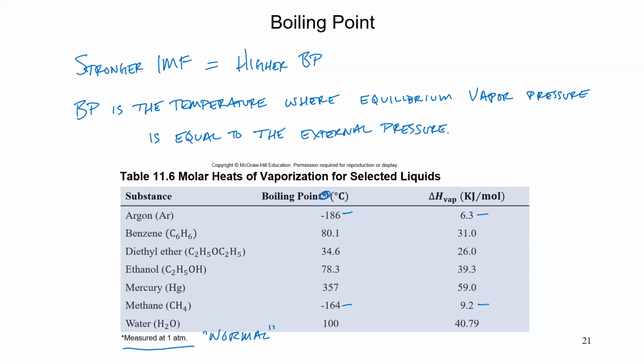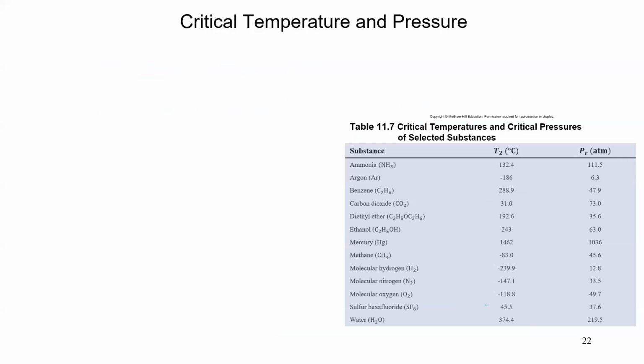All right. So those three measures, the equilibrium vapor pressure, the enthalpy of vaporization (molar heat of vaporization), and the boiling point, those three things are really what tell us a lot about intermolecular forces and how strong they are.